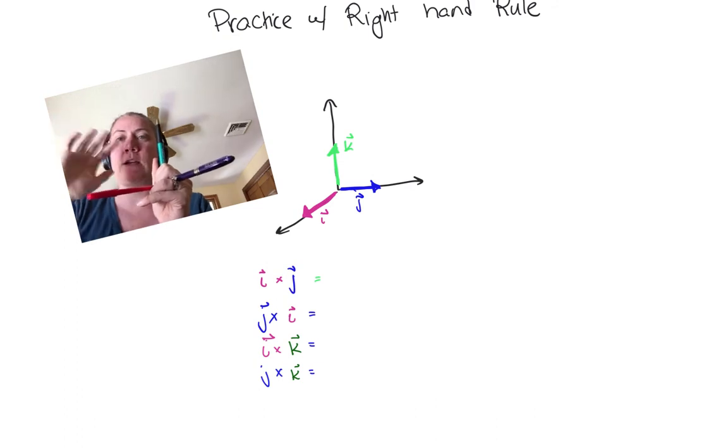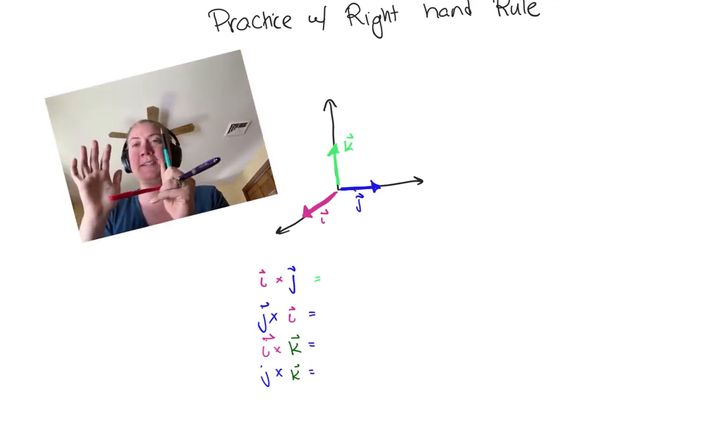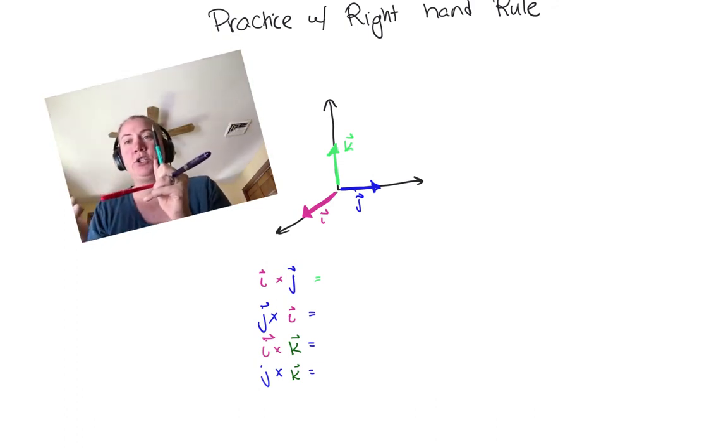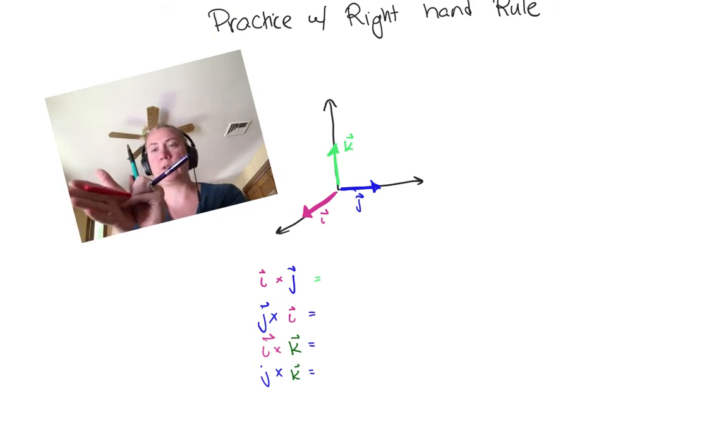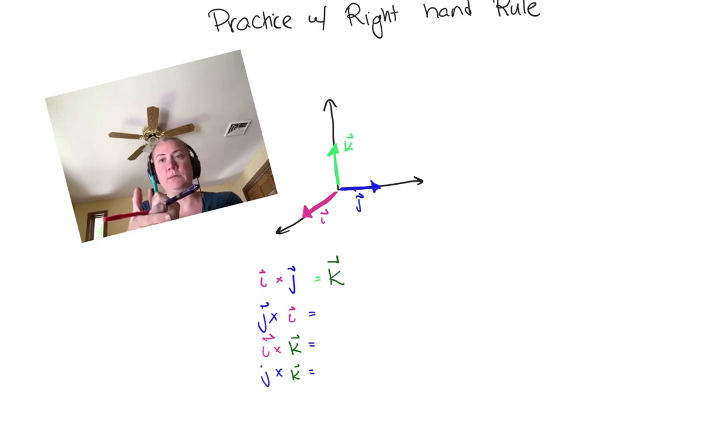So I'm going to use my right-hand rule here, or my right hand. And for I cross J, I need to start with pointing my right hand in the direction of that I vector in such a way that I can curl my fingers towards the J vector. So if I do that, if I point towards I and curl towards J, I see my thumb is pointing straight up. So that means that I am going to get that positive K vector. So that first one is positive K.